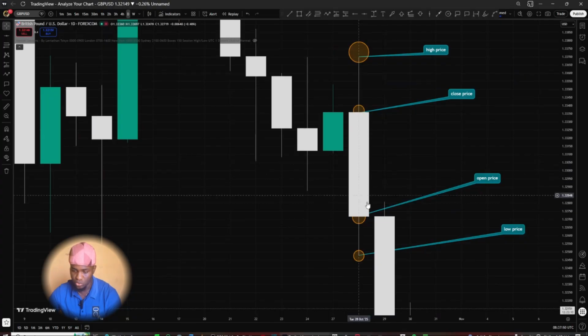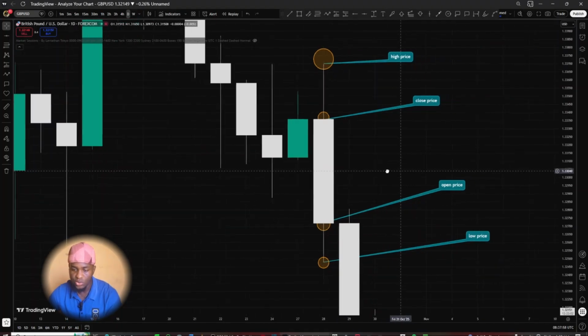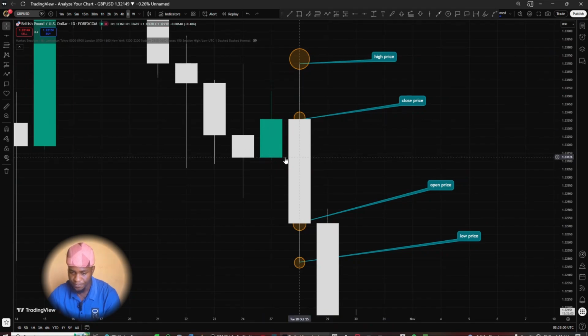Now we've come down to the low of the market. This is the lowest price. Now the market closed out here. So what is even the psychology of this thing? So the market opened here.